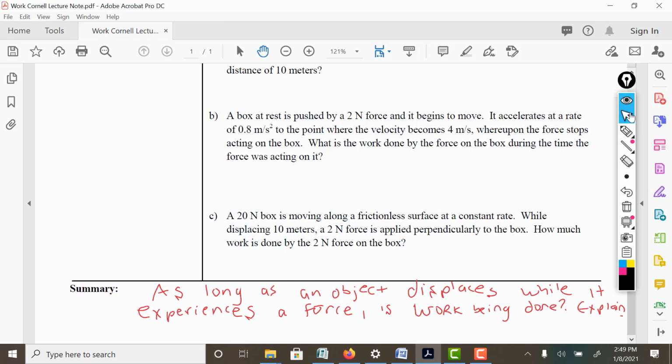Take a second to summarize. As long as an object displaces while it experiences a force, is work being done? It is a trick question, so think about it.